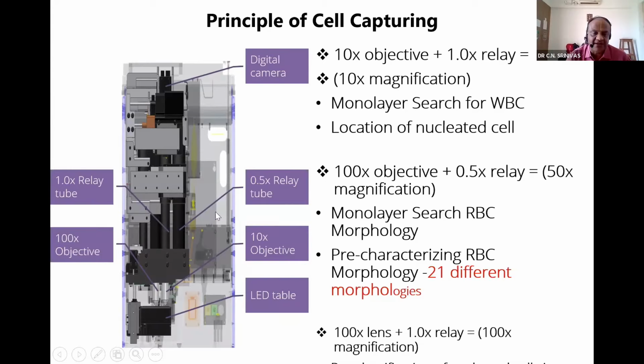You have a 1x as well as a 0.x relay tube. You have an objective of 10x as well as 100x, and you have an LED table, which is the light source itself, and the slides are being automatically mounted over here. The slides get scanned, and once they are scanned, you have a monolayer of RBC morphology which has been triggered by the scanning system, where 21 different morphologies of the RBCs are projected.